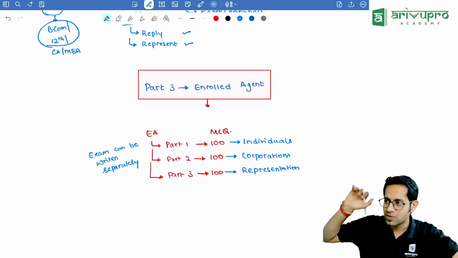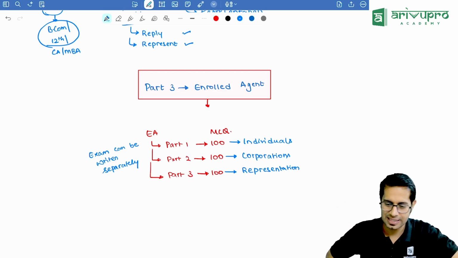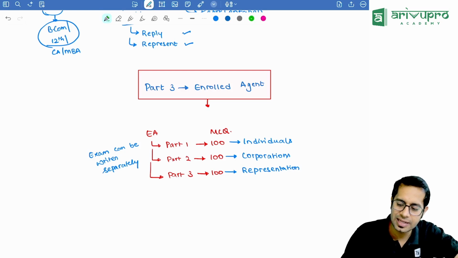If you ask me what is the easiest to clear in the examination, the easiest to clear is part 3. This is the easiest.